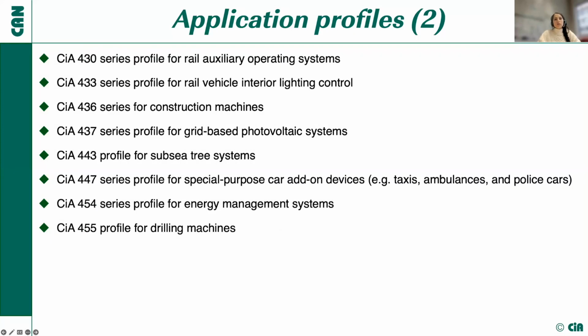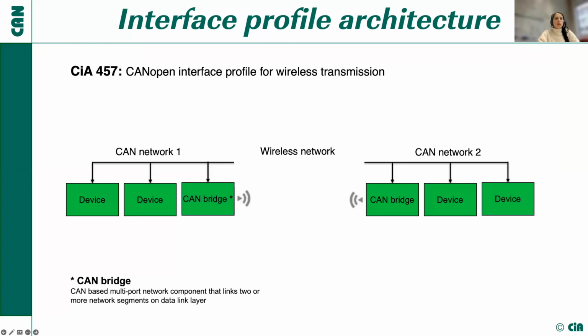The other most popular is 443 for sub-sea systems. This document is currently decided by the special interest group to be released as a draft specification proposal. The third type of the CiA profiles is the interface profile.